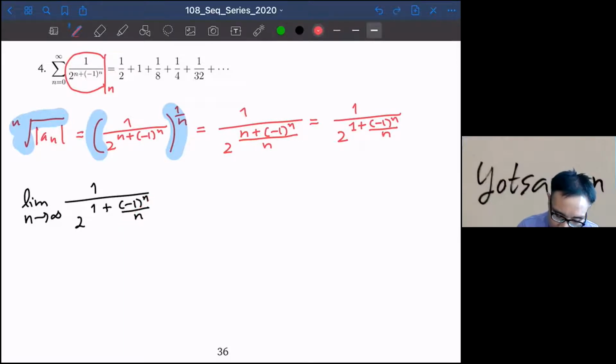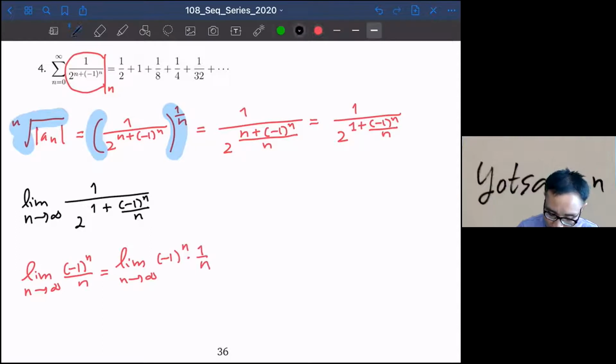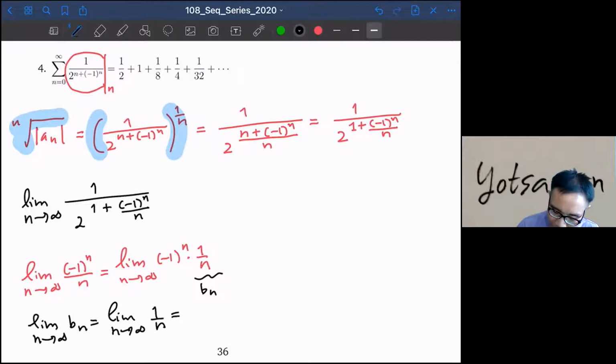So we're going to take the limit as n goes to infinity of negative 1 to the n times 1 over n. And this one is your sequence b_n. And you have the limit as n goes to infinity of 1 over n becomes 0. And we use the theorem on the limit. We can conclude that this guy has limit equal to 0.